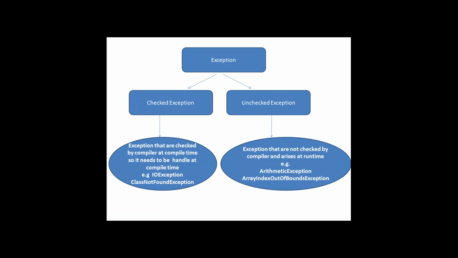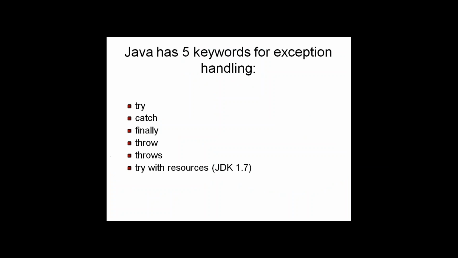So that's why we use the term unchecked, and some exceptions occur at compile time. That's why we use the term checked exceptions, just like class not found, IO exception, and so on. So right now we are learning the unchecked exception. Okay.